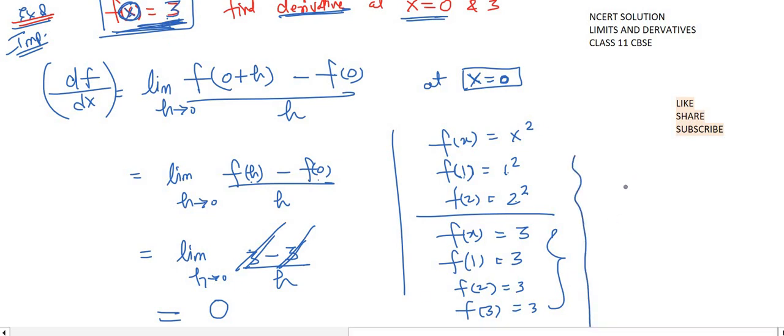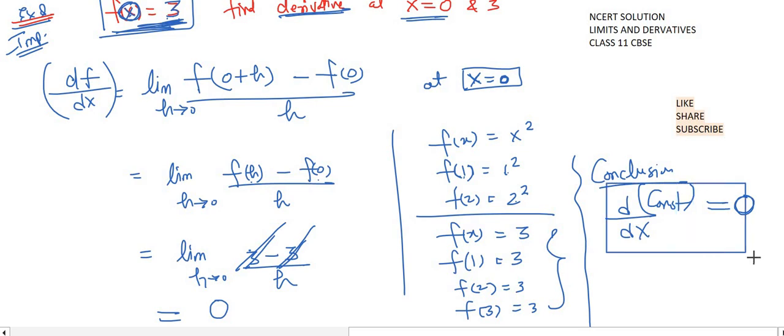So always remember, the derivative of any constant term is always 0. It's a concept. The very important conclusion that we got here is that the derivative of any constant term is always 0. So we will always use this in coming questions. Write it down.